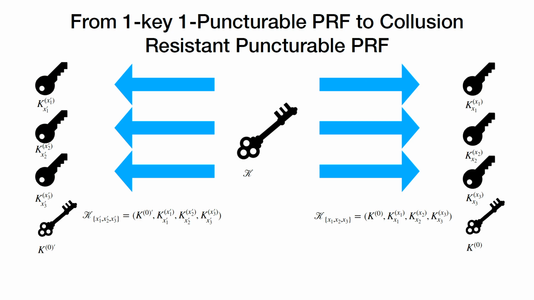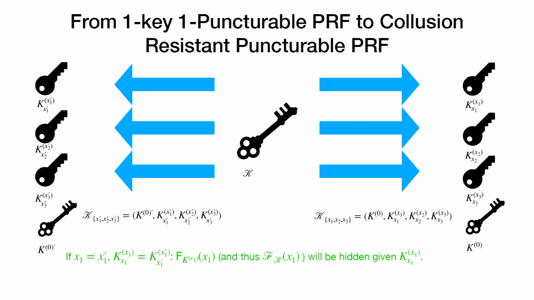Okay. Next, we will see why the construction is secure. For simplicity, we will consider the case that there are two constrained keys and each of them is punctured on 3 points. So recall that the challenge input x star will be punctured in both of the constrained keys, and without loss of generality, we assume that x star is equal to x1 is equal to x1 prime. That is, kx1 will be equal to kx1 prime, and both of them will be punctured on the same input x1.